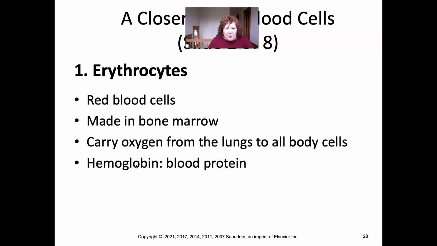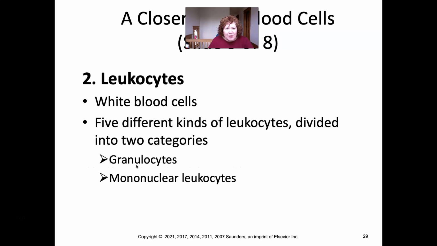Red blood cells are made in the bone marrow. They carry oxygen from the lungs to all parts of the body, to all those cells. The hemoglobin in red blood cells is a blood protein. And there's more about this in your book, so I would direct you there to really study up on it. This is sort of a quick review.